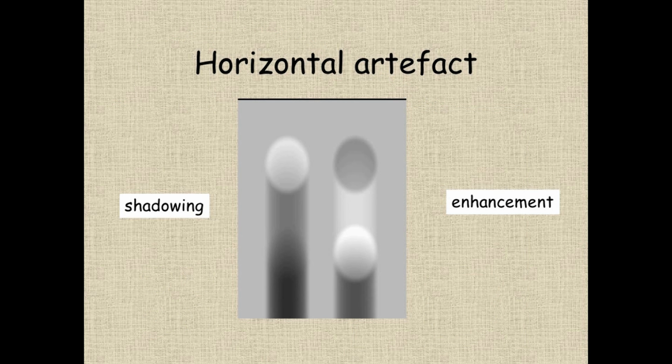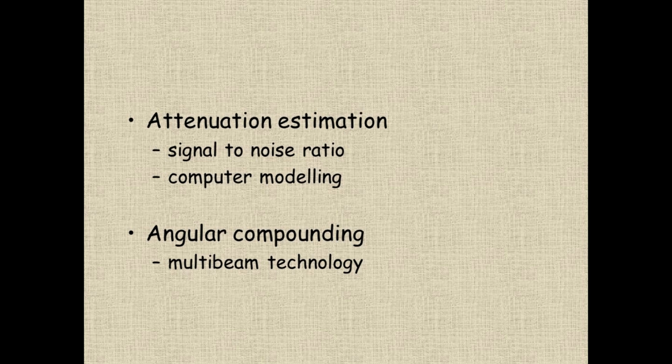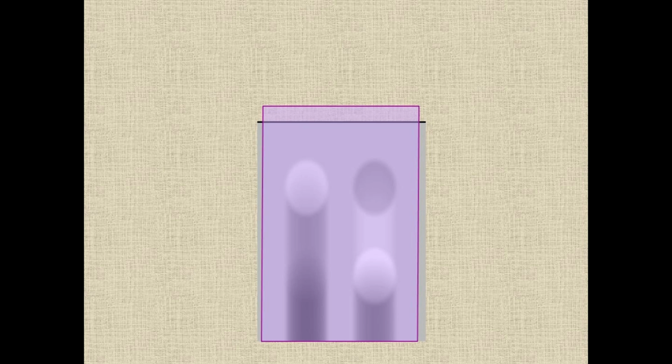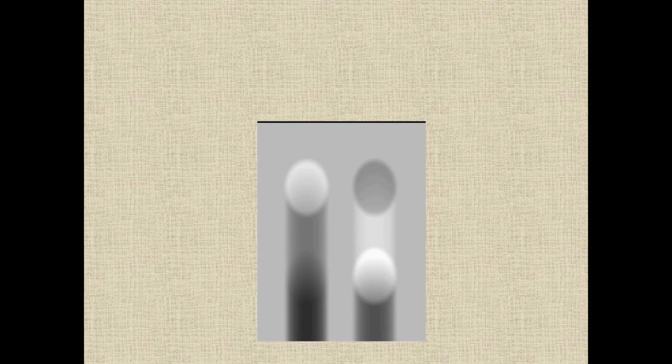There are a number of horizontal artifacts relating to shadowing and enhancement that can be improved by multi-beam technology. Multi-beam technology means that the same ultrasonic probe will interrogate the tissues from slightly different angles, such as here, and here. And these slightly different images are added together to produce a compound image, which is generally of much better quality than the single beam technology. If your machine has multi-beam technology, it should invariably be switched on.